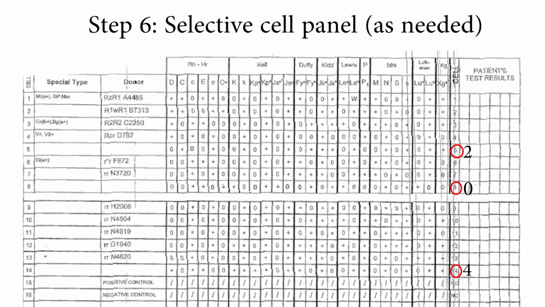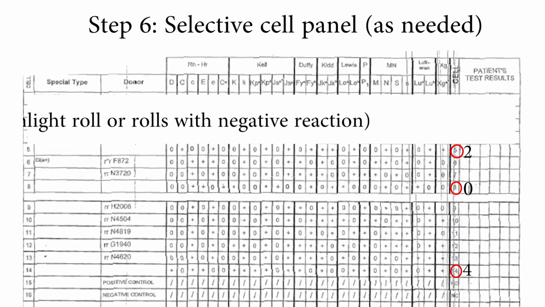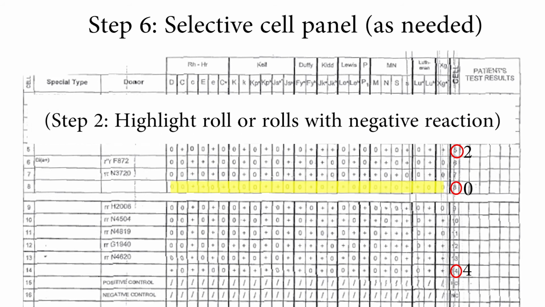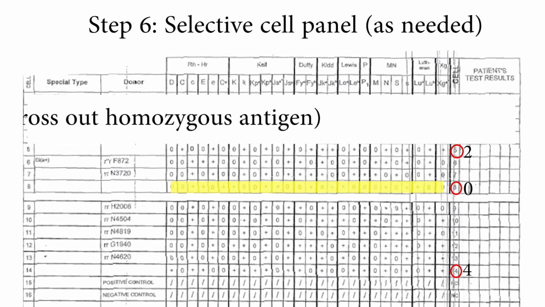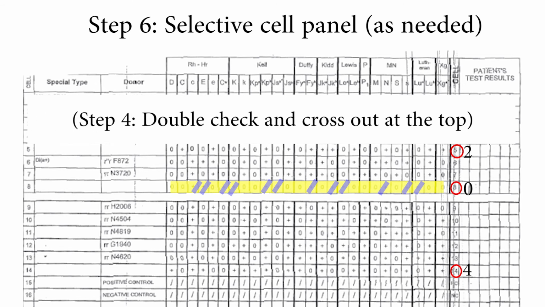As you can guess, we are going to follow the same exact steps. Step 1. Write down the reactions on the correct antigram. Step 2. Highlight all the rows with negative reactions. Step 3. Cross out homozygous cells. Step 4. Double-check and cross out the antigen at the top.